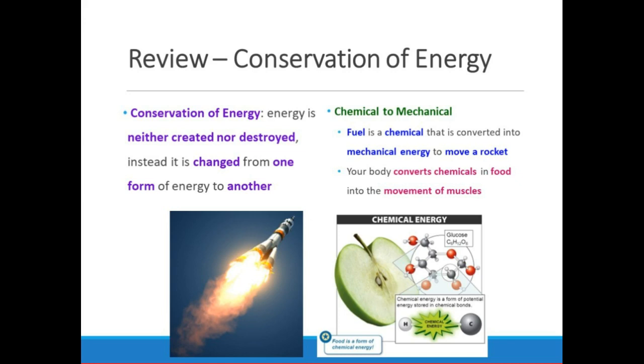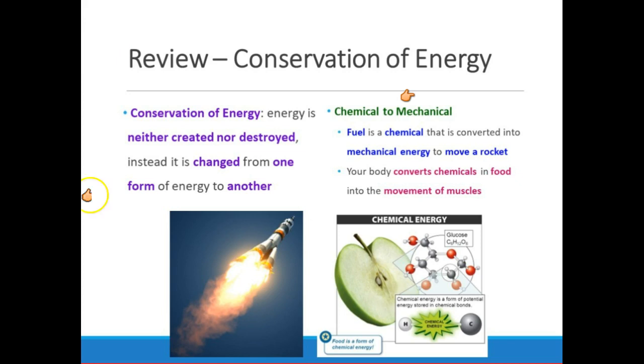So for example, if you think about chemical energy, it is oftentimes converted into mechanical energy. A rocket uses fuel, being a chemical, and it burns that fuel in order to move the rocket, which is mechanical energy. Okay, give me a smiley face if that makes sense. Fuel is the chemical, it gets burned, and it changes into mechanical energy to move the rocket.